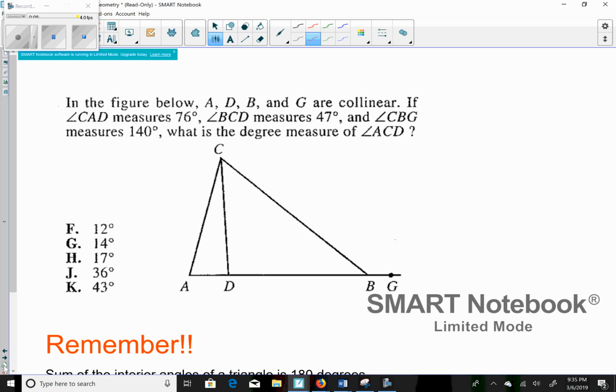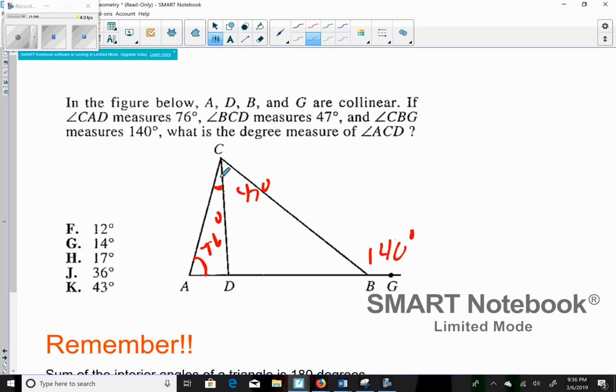Number 6, in the figure below, A, D, B, and G are collinear. If the measure of angle CAD is 76 degrees, and the angle BCD is 47 degrees, and angle CBG, this angle here, is 140 degrees, what in degrees is angle ACD? So now I'm looking for this angle right here. That's what I'm looking for.